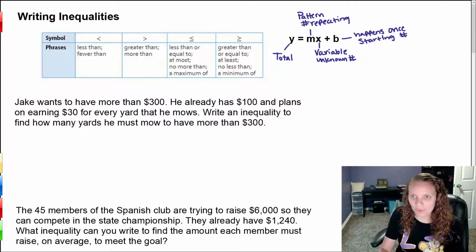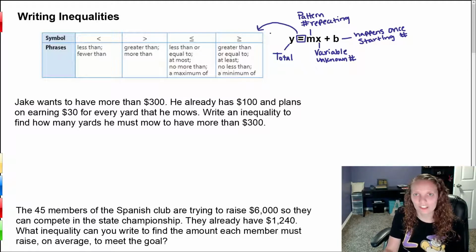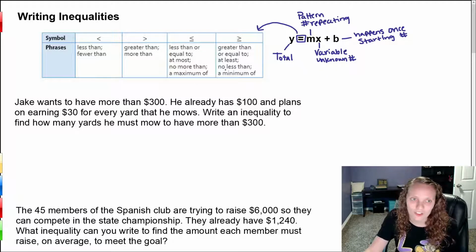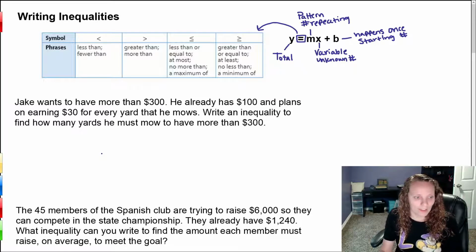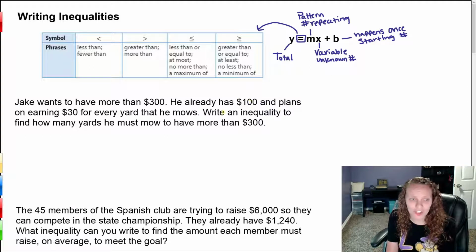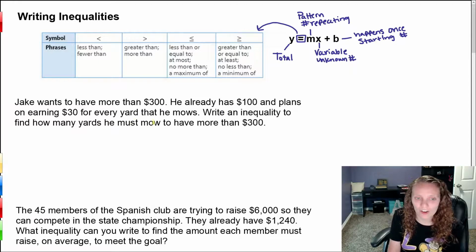Now, the equal sign will not be an equal sign. It will be one of these inequalities listed over here. Now remember, inequalities are less than, greater than, less than or equal to, and greater than or equal to, and there are some keywords on this chart. So let's look at the first one. Jake wants to have more than $300. He already has $100 and plans on earning $30 for every yard that he mows. Let's write an inequality to find out how many yards he must mow to have more than $300.